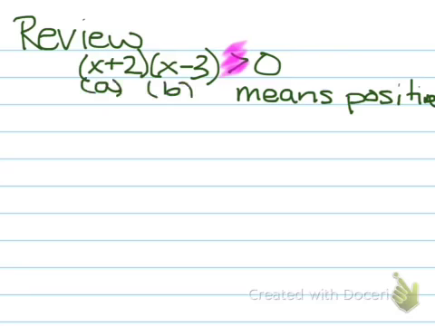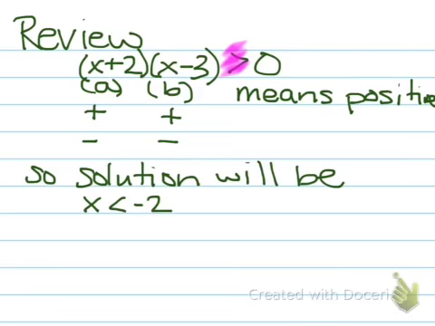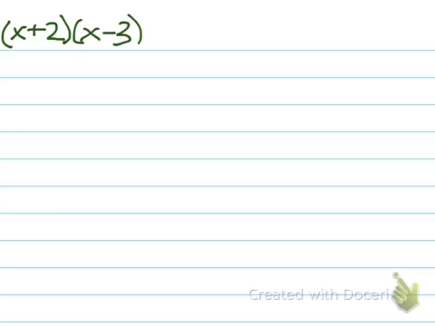So if you're multiplying two numbers, A and B, the way that you can get a positive outcome is either having a positive times a positive or a negative times a negative. So after you find the solution, you get a solution that's x is less than -2 or x is greater than 3. So today we're going to do problems that involve less than 0.